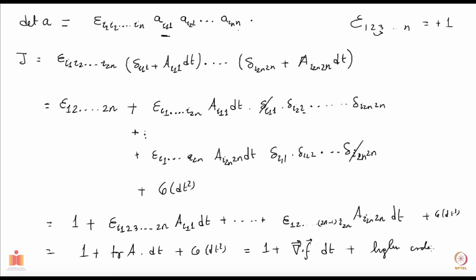Okay, so we are almost there. We have shown that if you look at a differential volume element in this 2n dimensional space at time t naught plus dt, then it becomes 1 plus divergence of f times dt. I'm going to drop now all the higher order pieces. That is how it transforms. So that's what your Jacobian is. This is your Jacobian.